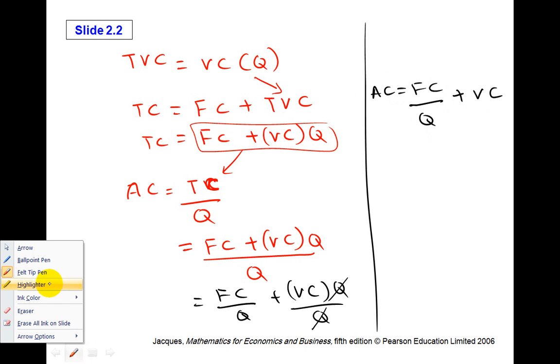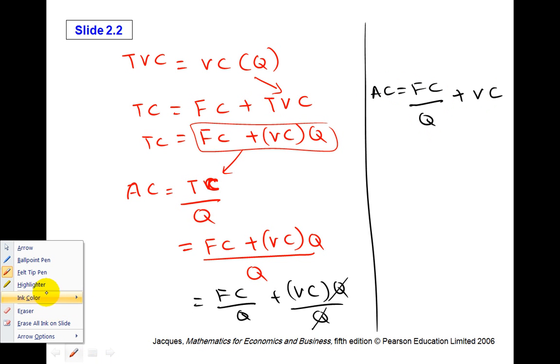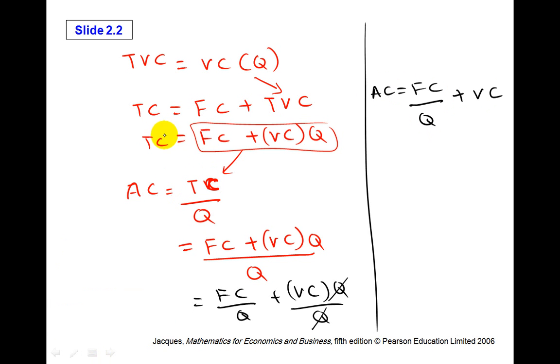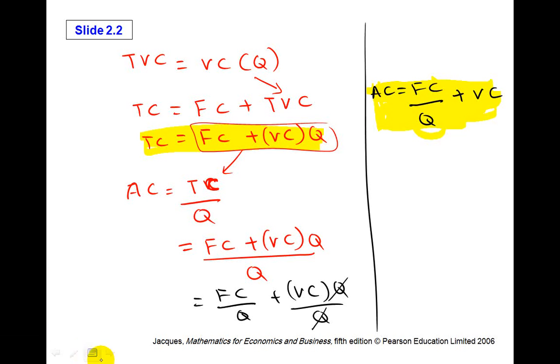So now here we have these important formulas. This is an important formula here, and also this one is an important formula. So I want you to know these two formulas, that total cost is fixed cost plus variable cost times quantity, and that average cost is fixed cost over quantity plus the variable cost. Okay, once we do examples, I hope you will understand more.